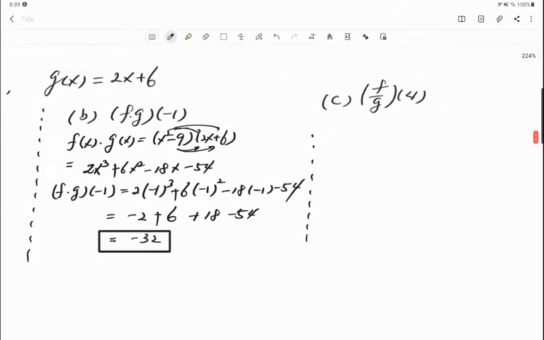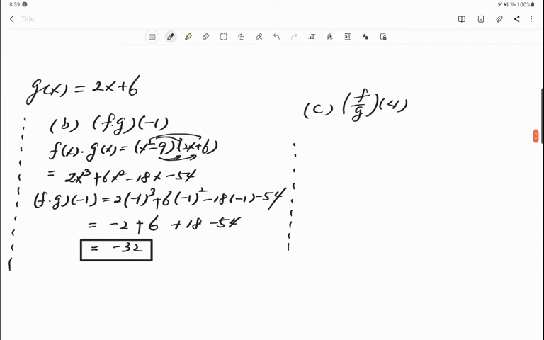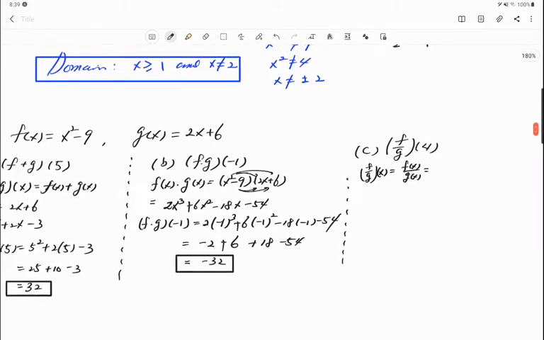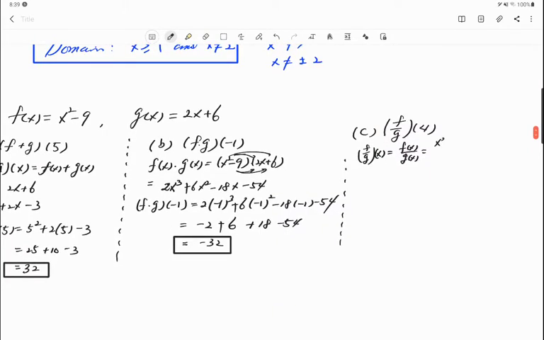Now the division. Division is f over g of x, which is f of x divided by g of x, right? f of x is x squared minus 9 over 2x plus 6. So that is x plus 3, x minus 3, the difference of squares, and then from the denominator, factor out 2, then x plus 3. Then we can cancel out x plus 3, so that it becomes x minus 3 over 2, right?